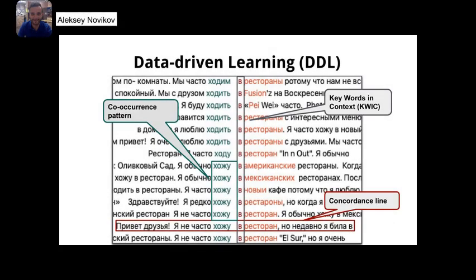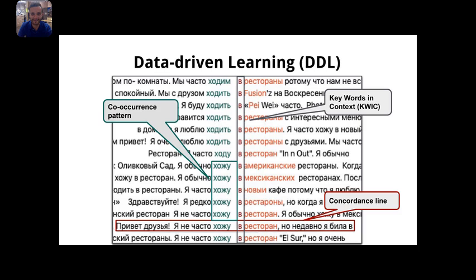So instead of a typical text that you would normally give to students, DDL output looks like a sequence of concordance lines. Here's an example of a concordance line. So over here, each line in this text is basically a concordance line. A concordance line is not your typical sentence, and there is a reason for that.